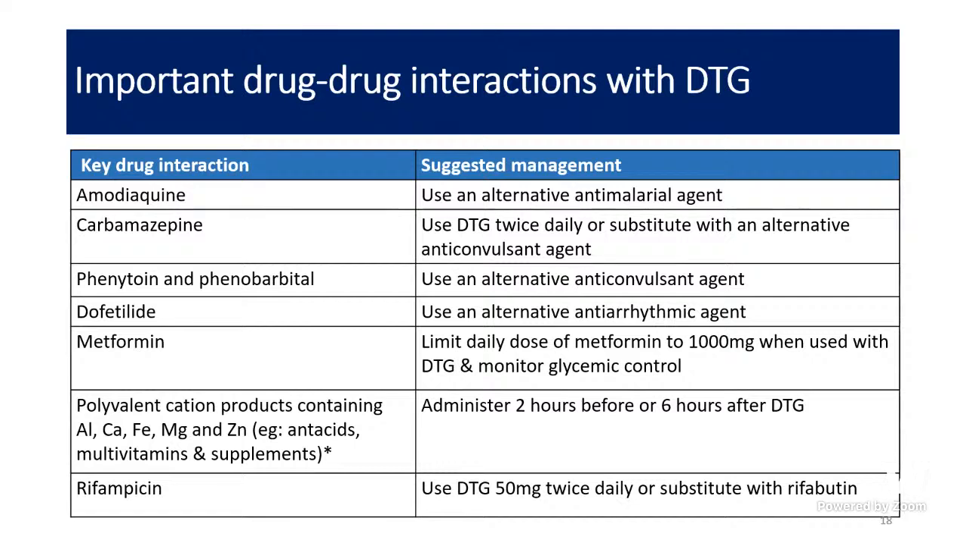And we know that rifampicin is a cytochrome P450 inducer, as I said. If we use rifampicin, DTG has to be taken twice daily, because otherwise there will be a subtherapeutic level of DTG, which will lead to resistance. It will not affect rifampicin in any way. The rifampicin will act as it is, only the DTG dose has to be doubled.